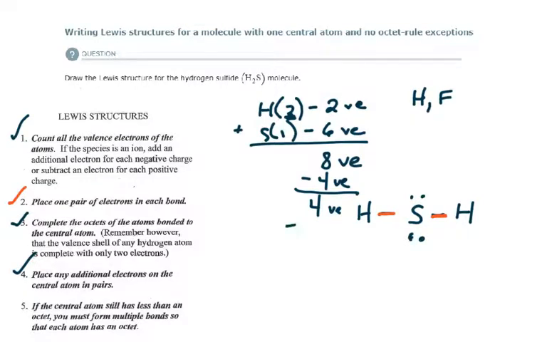So now we have no more valence electrons to place. So let's check our work. First thing we want to do is count up all the electrons to make sure we've used all 8. 1, 2, 3, 4, 5, 6, 7, 8. Next thing we want to do is make sure all of the atoms are satisfied with either a duet or an octet. Duet, duet, sulfur atom: 1, 2, 3, 4, 5, 6, 7, 8. We have our Lewis structure.